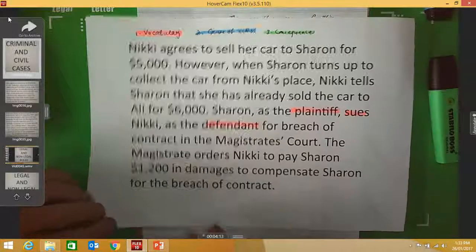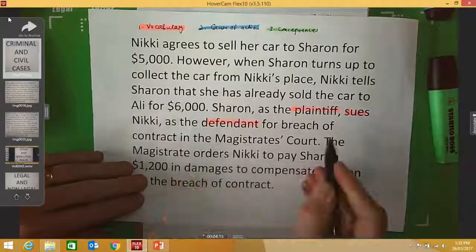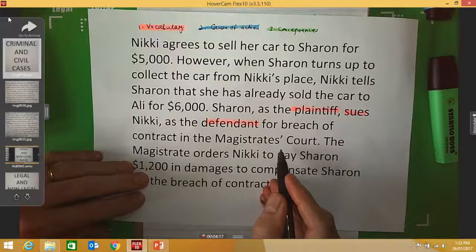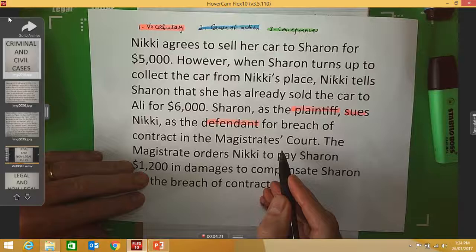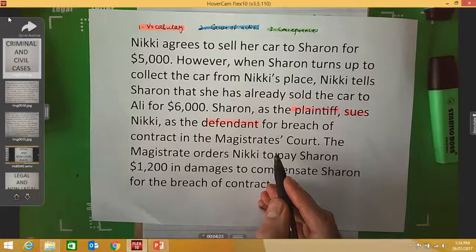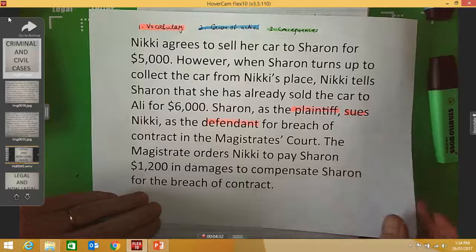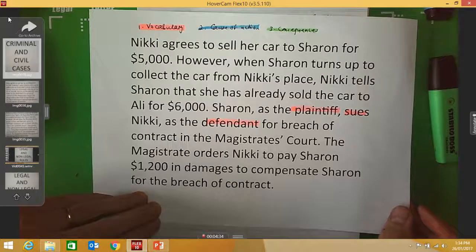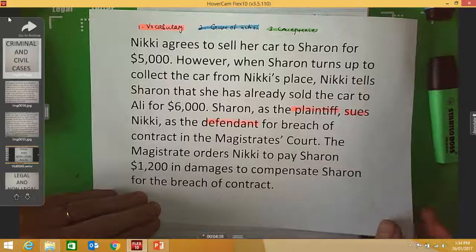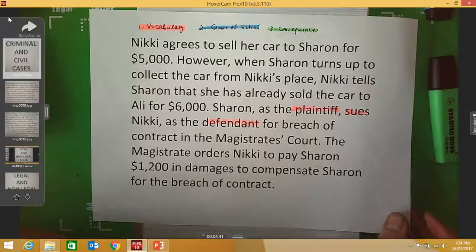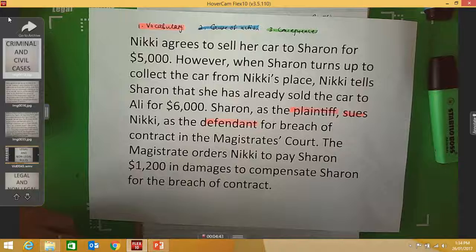Now, you should note that the action is being brought in the magistrate's court, but I haven't referred to the magistrate's court as relevant to whether this is a civil or criminal case. The reason for that is that most courts, including the magistrate's court, hear both criminal and civil cases. So the fact that this case has been brought in the magistrate's court doesn't tell me whether or not this is a civil or criminal case. So I simply ignore the issue about what court this case has been brought in.